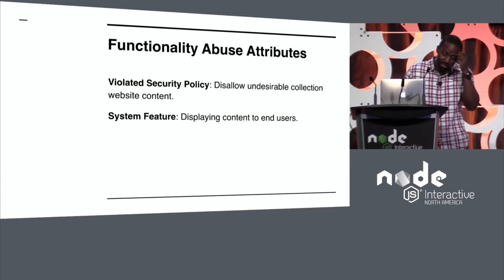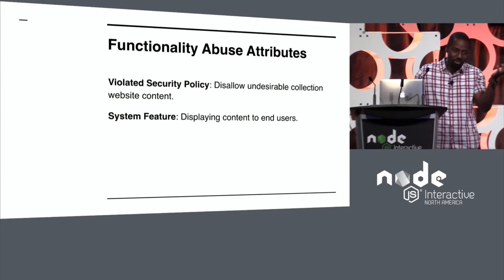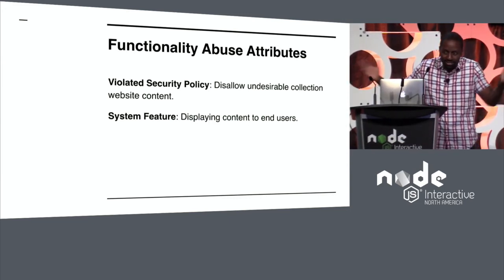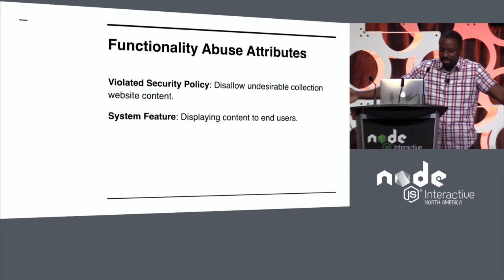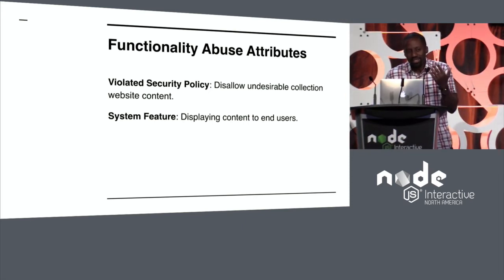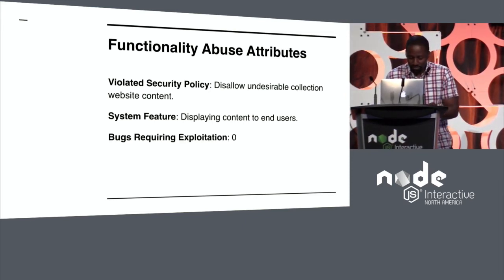Then you have this system feature, right? Displaying content to users. Like, obviously, people should be able to get content from your website. Like, that's inherent in having the website. So this is really taking advantage of this feature. And then, there's no bugs. There's no bugs to exploit, right? Like, you can just scrape at will, right? So this is one example.